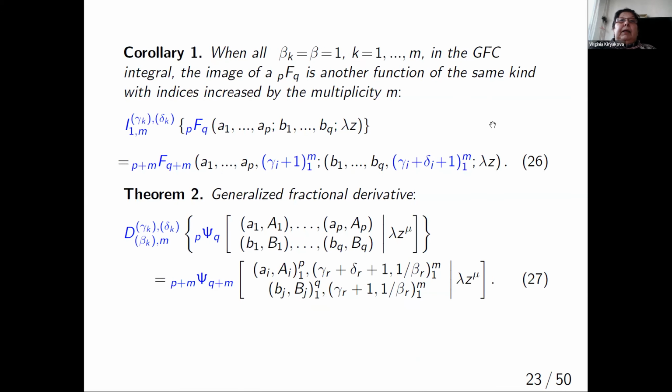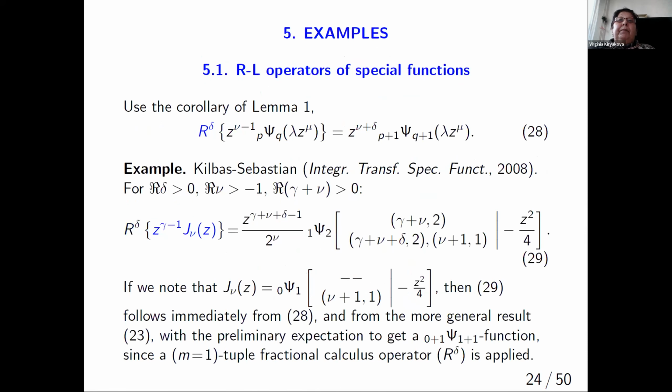In the simple case, we have the corollary for the pFq function, and we have similar results for the generalized fractional derivatives with changed arguments, but again, this p plus m, q plus m psi function. So examples are in many earlier papers, say to have the Riemann-Liouville operator of the Bessel function, and following our corollaries, it is immediately seen that the result should go from 0 psi 1 to 1 psi 2.